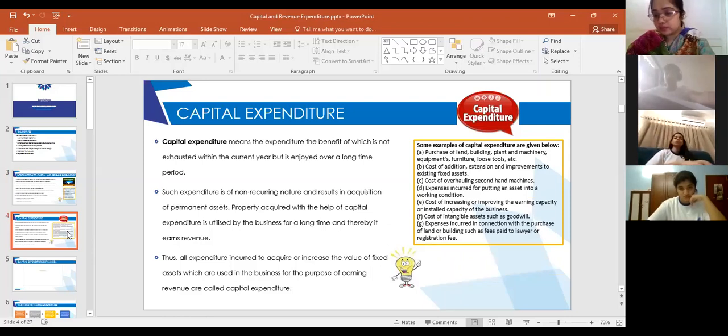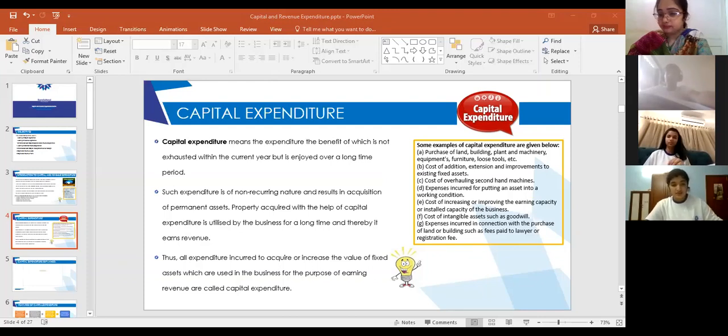What is capital expenditure? Can anyone tell me the important three pointers I told you? Zara, what is capital expenditure? Divyata, start. Capital expenditure means the expenditure, the benefit of which cannot be exhausted within a year or the current year. It is for a long term. It is enjoyed over a long time. First feature is correct. Meet, would you try to tell the next feature? It is non-recurring in nature. Excellent.